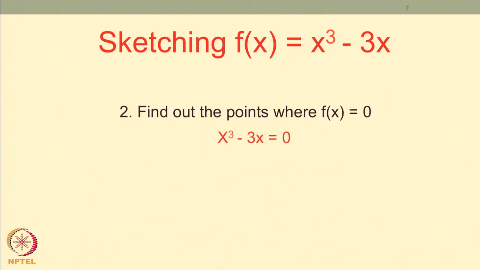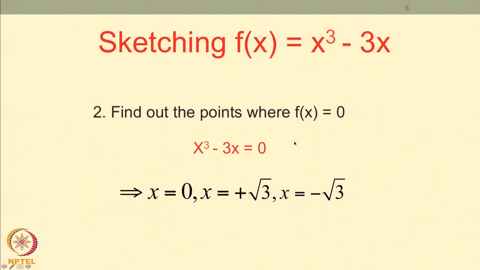Now, we want to find out the points where the function will be 0. So, note the function is slightly different here, it is x cubed minus 3x. So, we want to find out the values of x at which x cubed minus 3x is 0. So, when x is 0, x cubed minus 3x is 0. When x is plus root 3, this function will be 0. When x is minus root 3, the function will be 0.